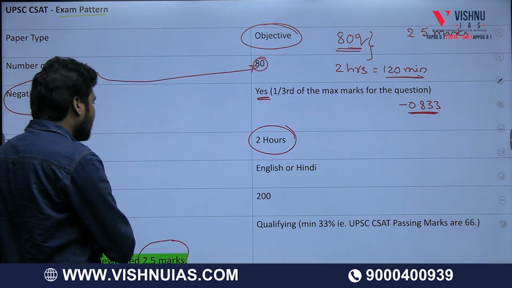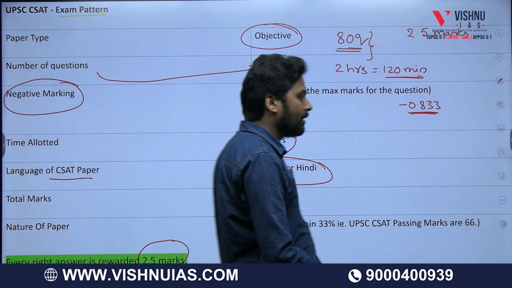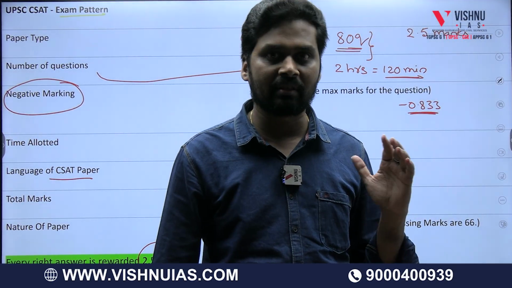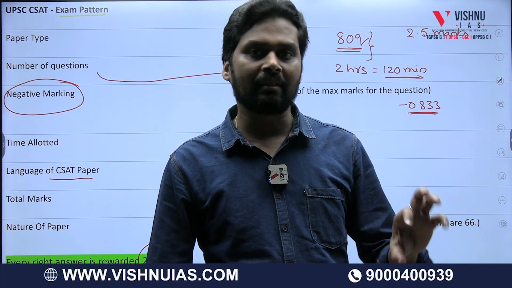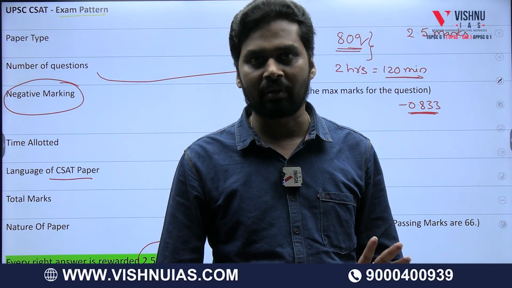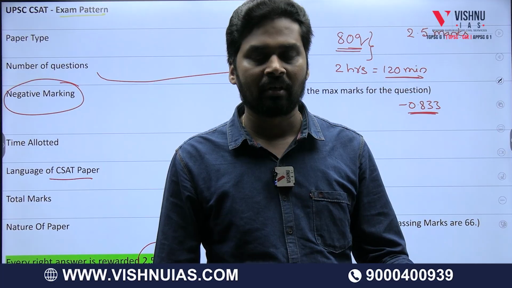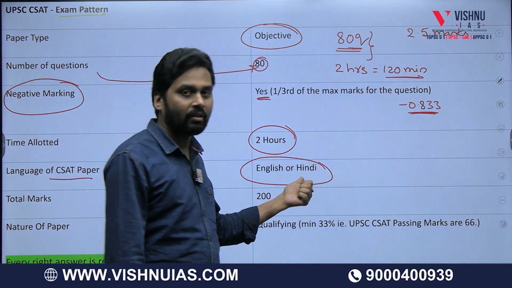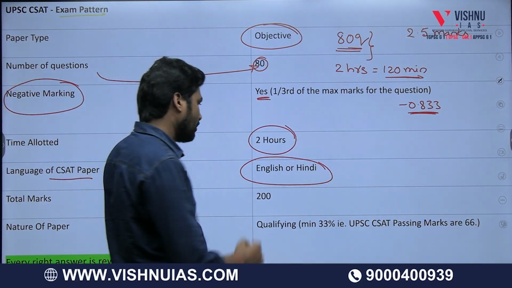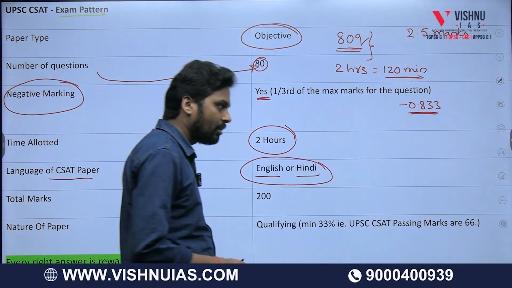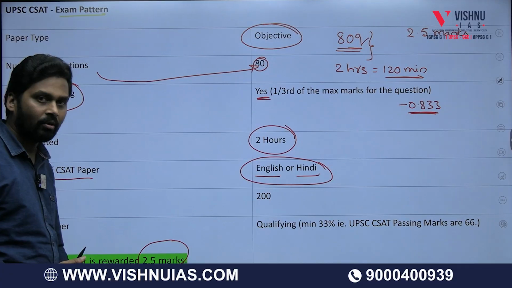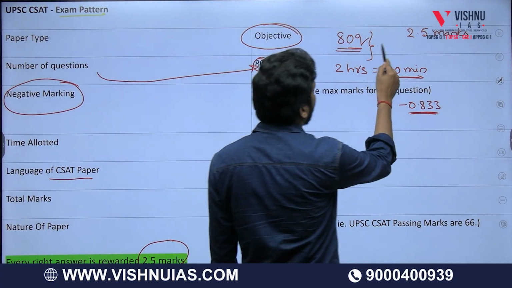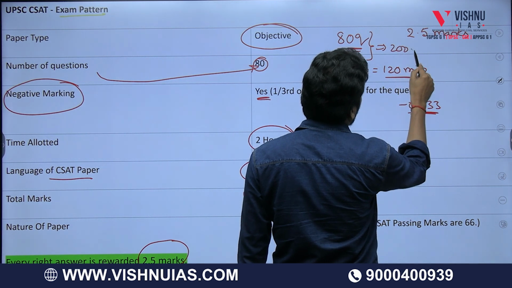The language of this CSAT paper is either English or Hindi. But comprehension, one part of the CSAT syllabus, is exclusively in English only. The rest, quantitative aptitude and logical reasoning, are also available in Hindi. So you can choose English or Hindi as the medium. Next, the total marks are 200 marks for 80 questions.